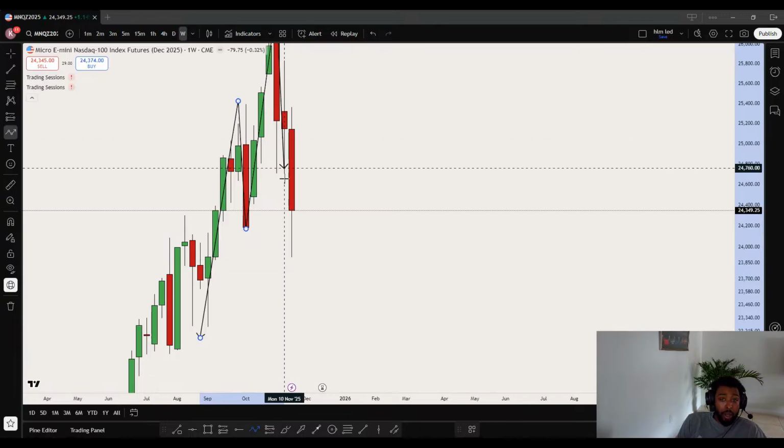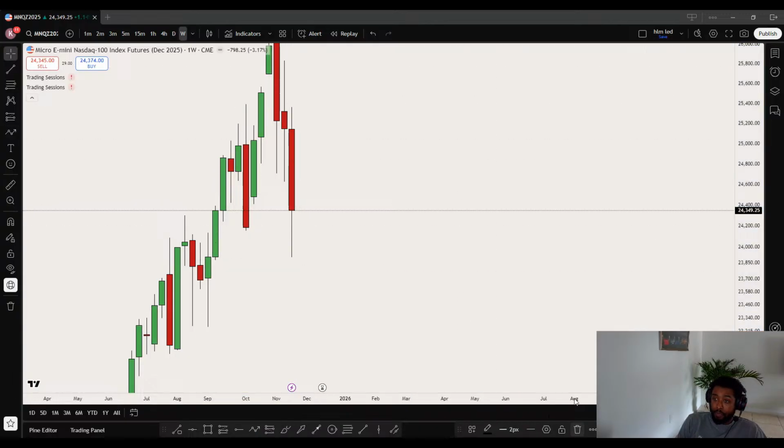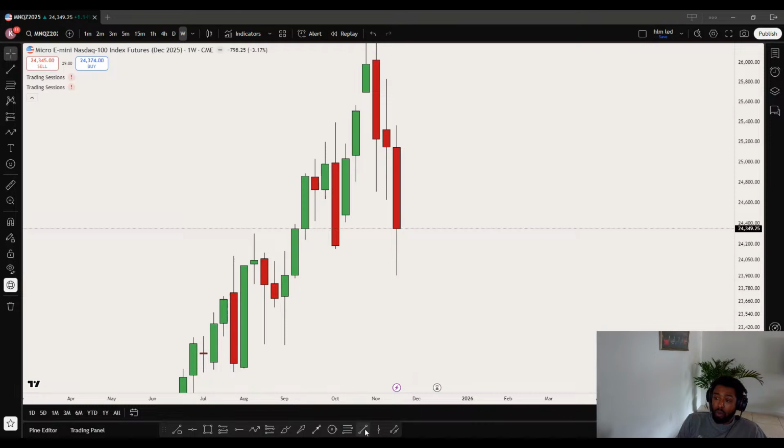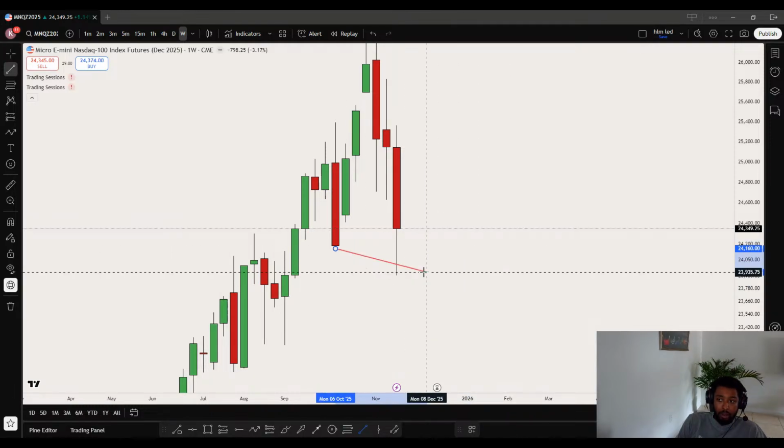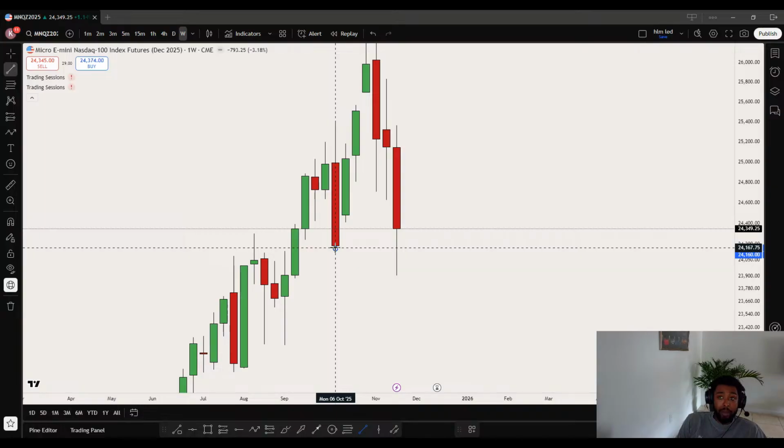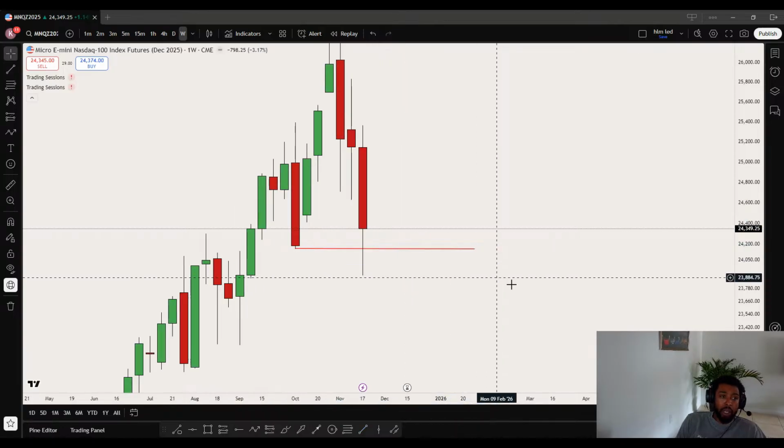We're just doing a crazy pullback, right? Because we didn't close below this low. We wicked it. So basically, we actually swept this weekly low right here. So on a weekly chart, we're still bullish. But if we close below this low, then it's like, okay, probably gonna be bearish.